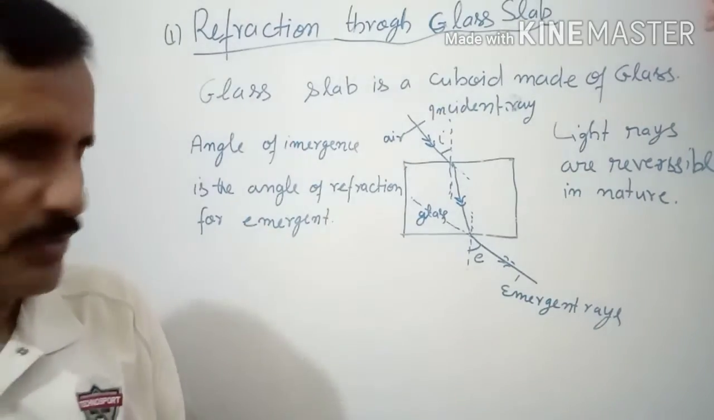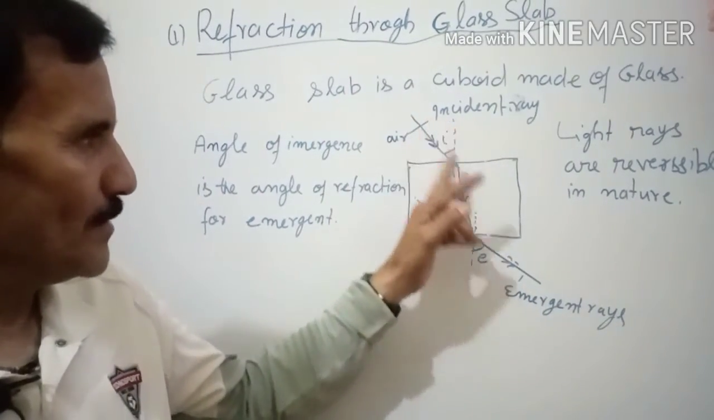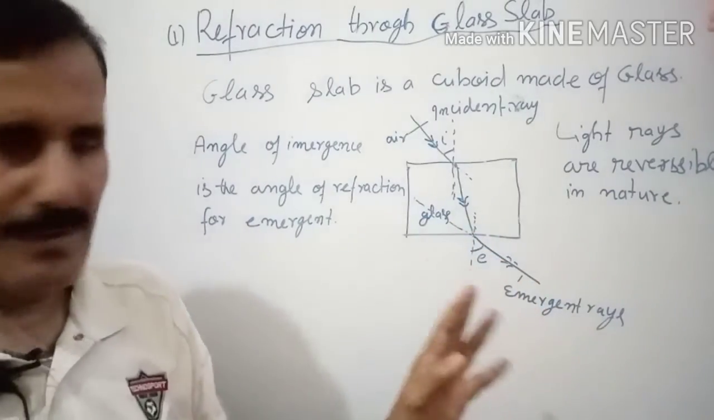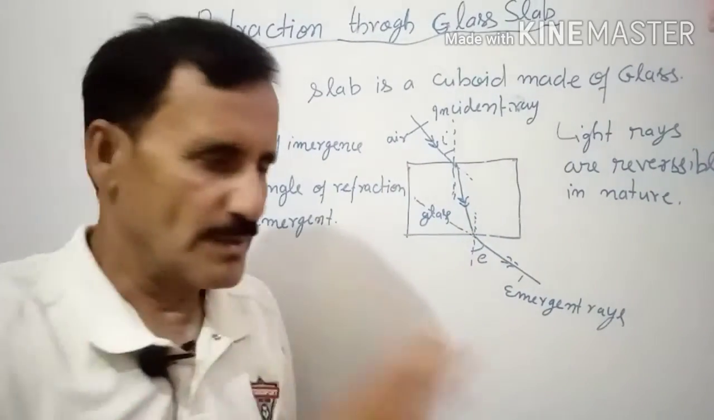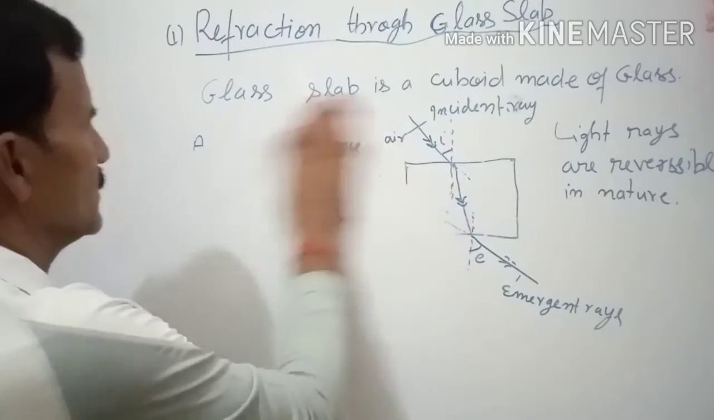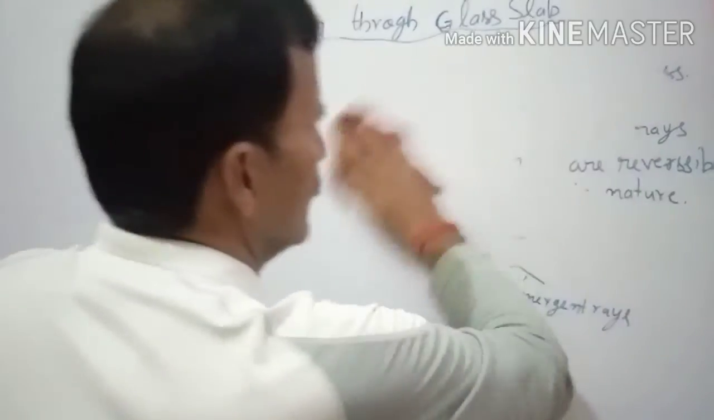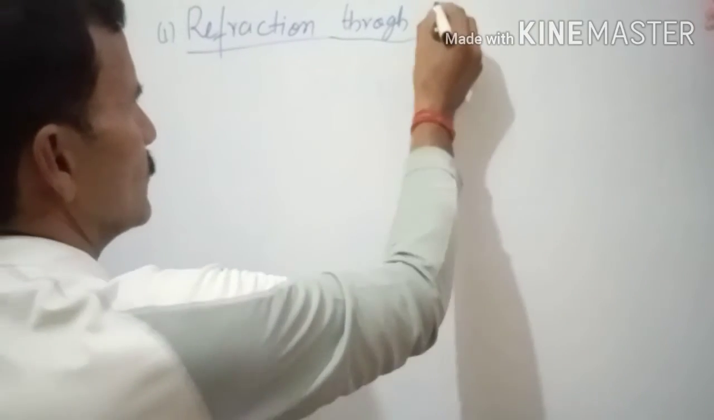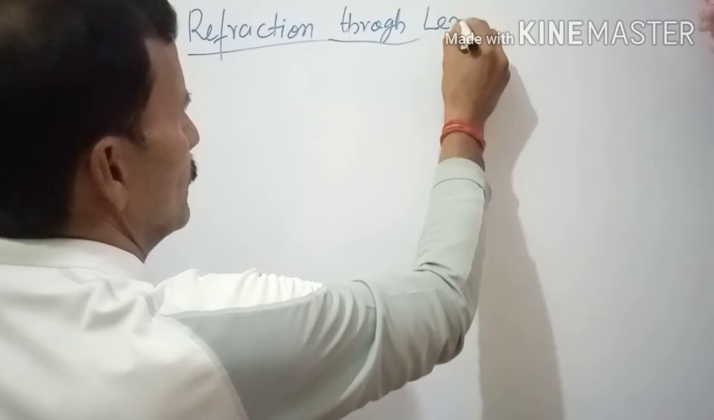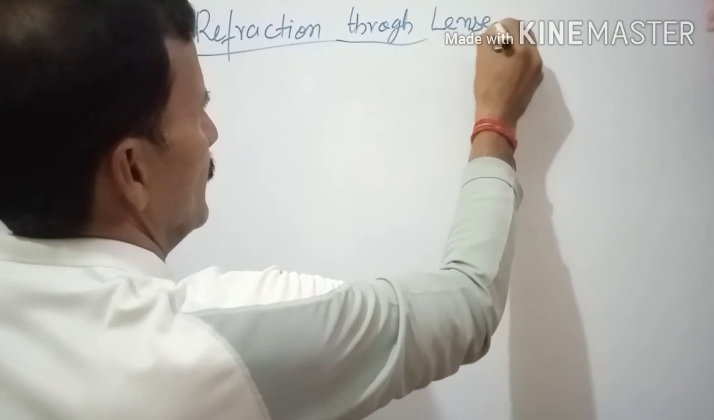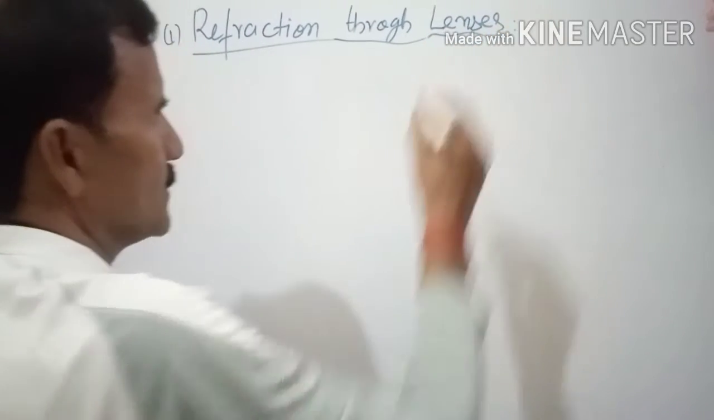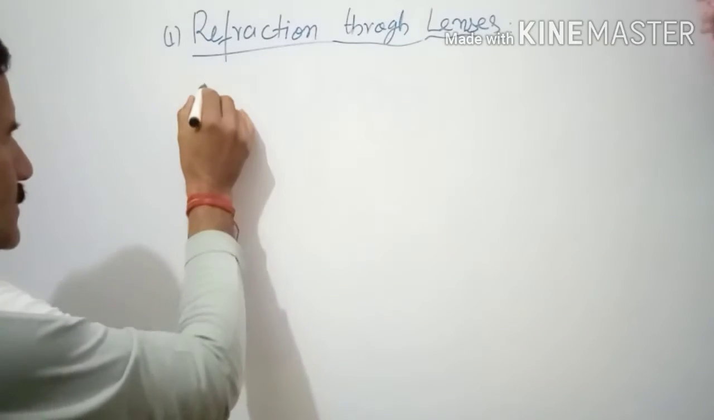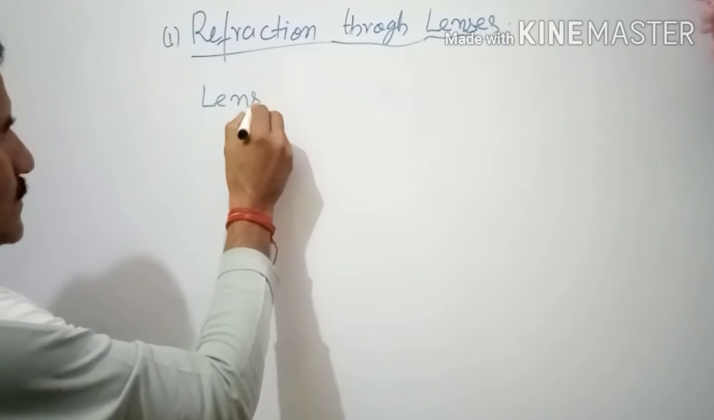Only you have to know the ray diagram, so you can make it like this, and the rest is out of your syllabus. Now come to refraction through lenses. Refraction through lenses, so we are going to have it in detail. What are lenses? First come to the lenses.